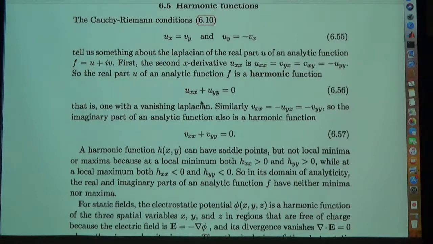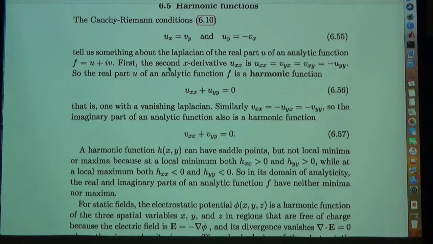And I'm also going to remind you what a harmonic function is. A harmonic function, just by definition, is one whose Laplacian vanishes. Now, if we're in two dimensions, as is appropriate for complex variable theory, that's uxx plus uyy equals 0, where uxx is just the second x derivative, uyy the second y derivative. That's what a harmonic function is.